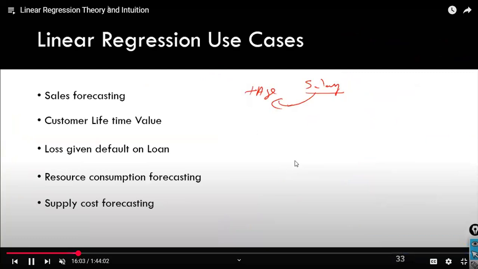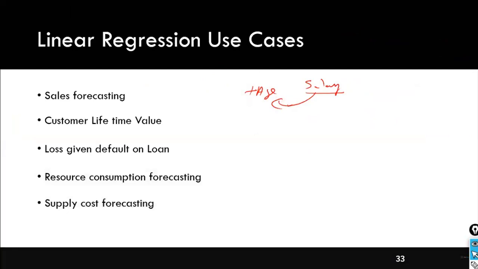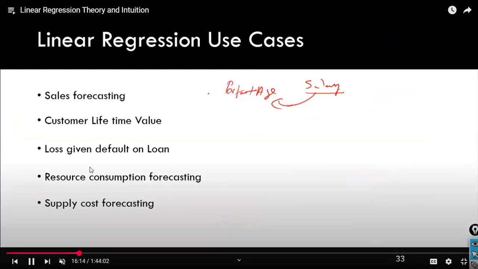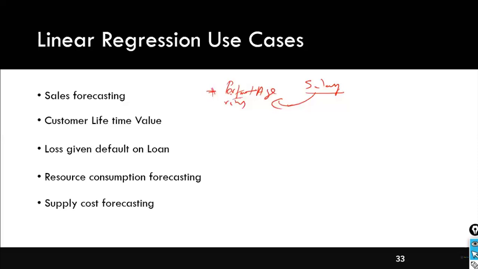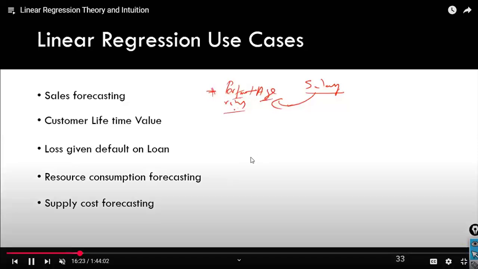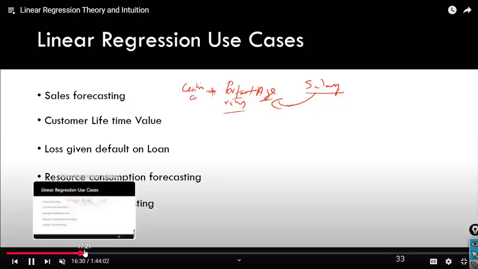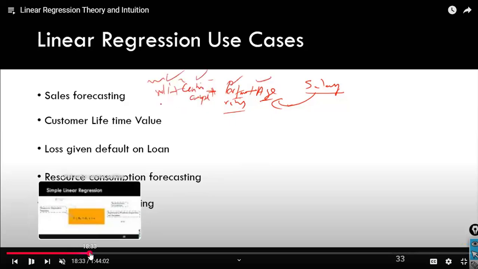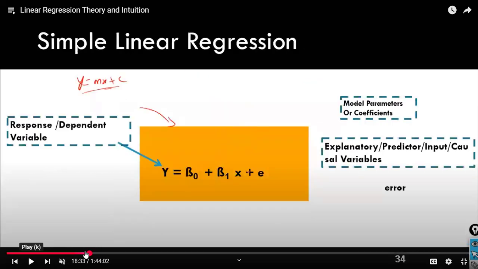So these are the use cases. If you want to do sales forecasting, customer lifetime value, or loss given default on a loan, in case the customer defaults, right? What is the expected amount that we are going to lose? That is what we can predict as part of this use case. There is also consumption forecasting, like how much memory or CPU, in the case of capacity planning, you can use this. Supply cost forecasting, right? These are the simple examples. Housing price prediction we can also do.